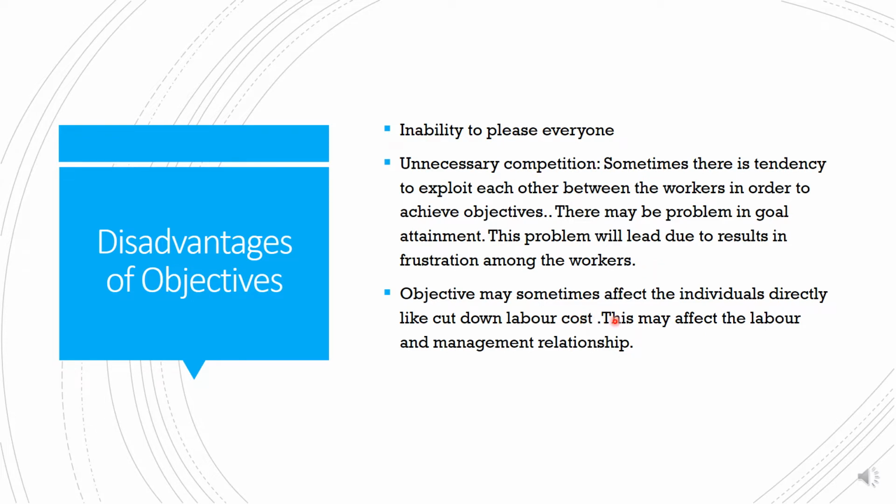The next is objectives may sometimes affect the individuals directly, like cutting down labor costs. An objective can be that, okay, this time we'll cut down labor costs. So who is getting directly affected by it? There would be labor that would be retrenched. Hence it can lead to displeasure, and it can affect labor and management relationships also. So these were the disadvantages of objectives.